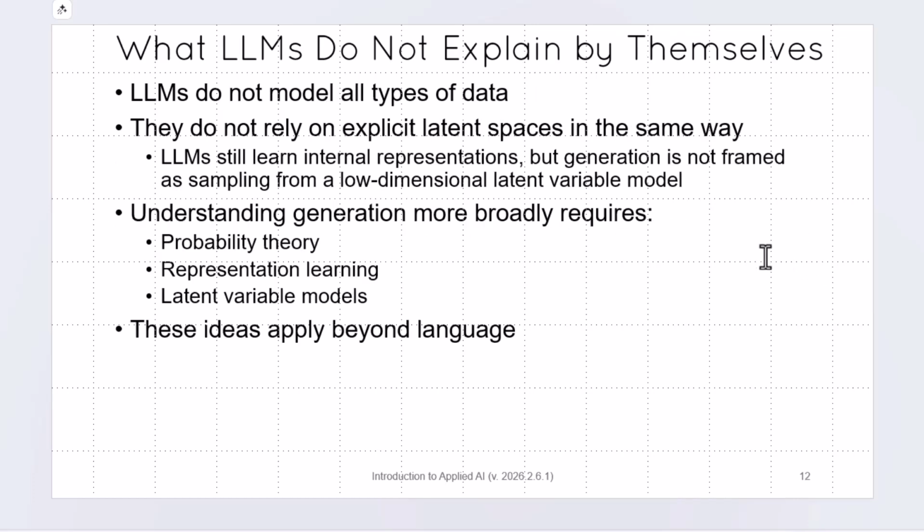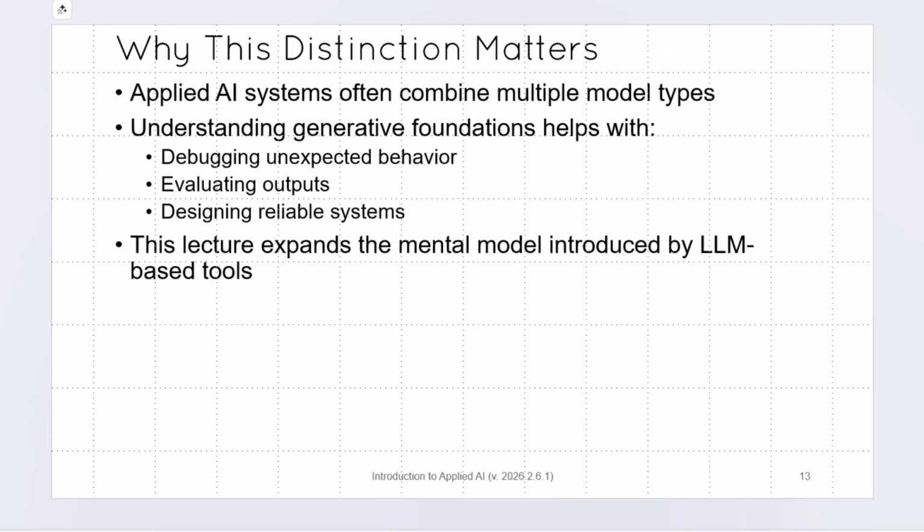What do LLMs not explain by themselves? Well, LLMs do not model all types of data. They do not rely on explicit latent spaces in the same way. LLMs still learn internal representations, but generation is not framed as sampling from a low-dimensional latent variable model, which we'll talk a little bit more about later. Understanding generation more broadly requires probability theory, representation learning, and latent variable models. These ideas apply beyond language.